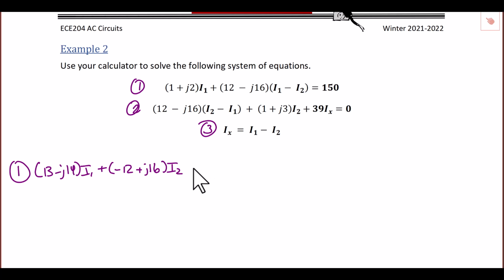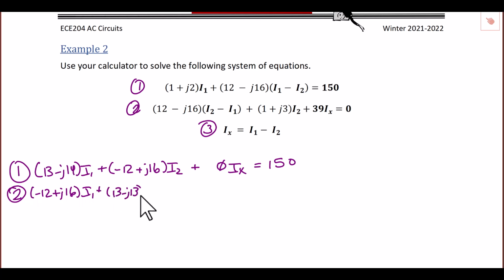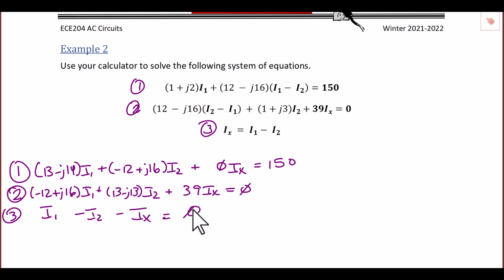Equation 1 is 13 minus J14 I1 plus negative 12 plus J16 I2 plus 0 IX equals 150. Equation 2 is negative 12 plus J16 I1 plus 13 minus J3 I2 plus 39 IX equals 0. And equation 3 is I1 minus I2 minus IX equals 0.